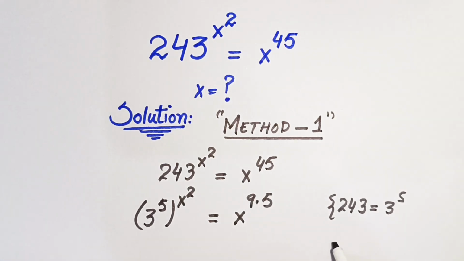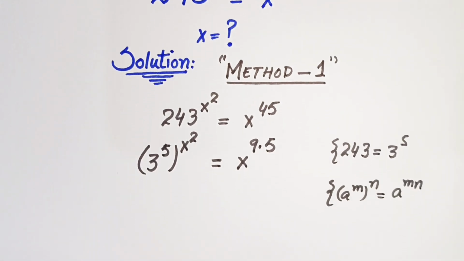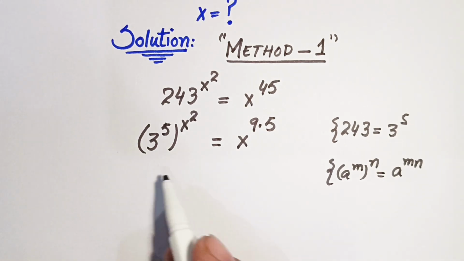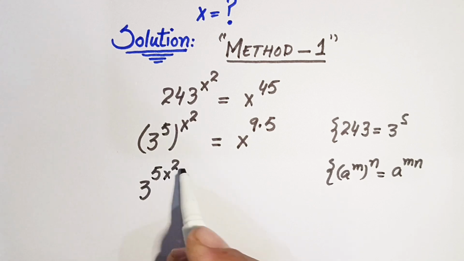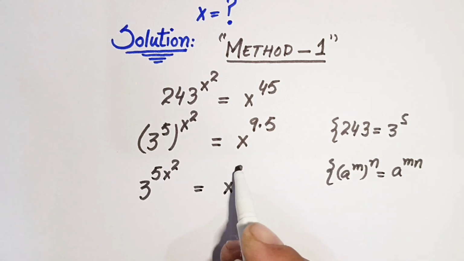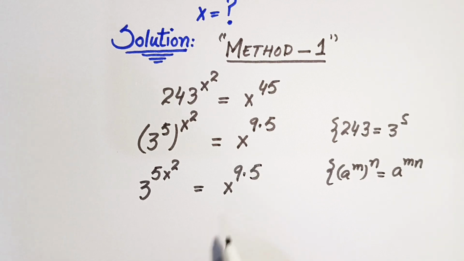Here, according to this exponential property, if we have a to the power m whole to the power n, that is equal to a to the power m times n. So now our left hand side is equal to 3 to the power 5 times x squared, that is equal to x to the power 9 times 5.